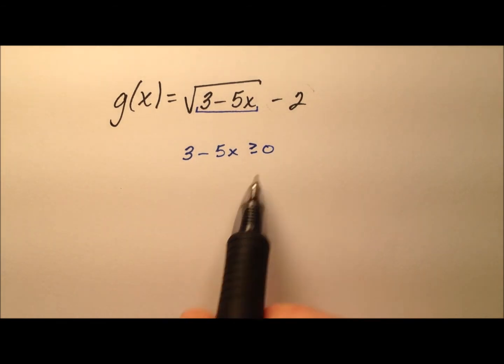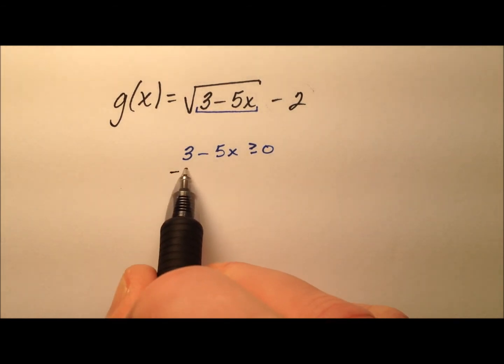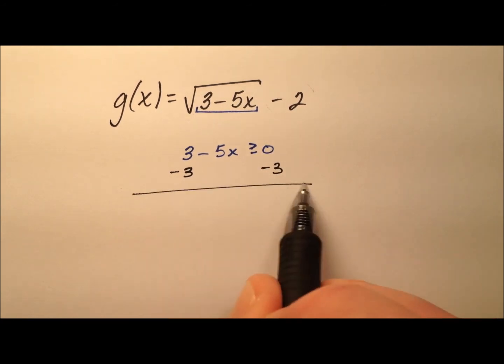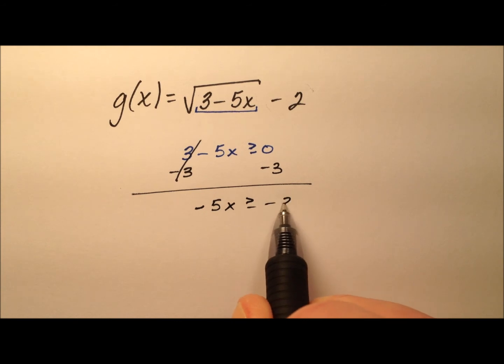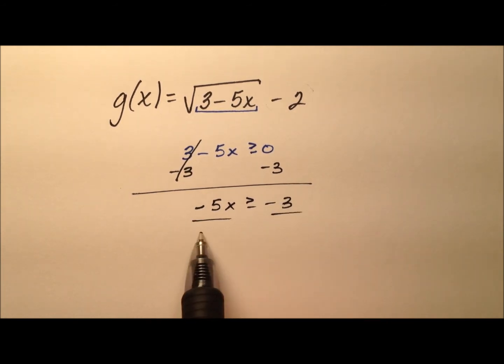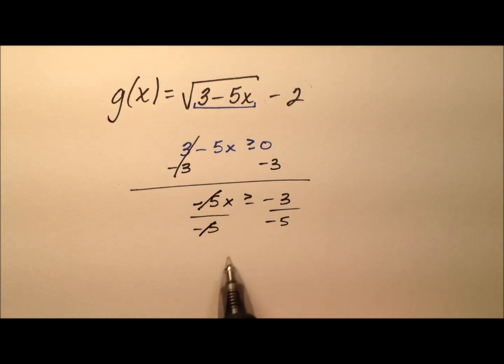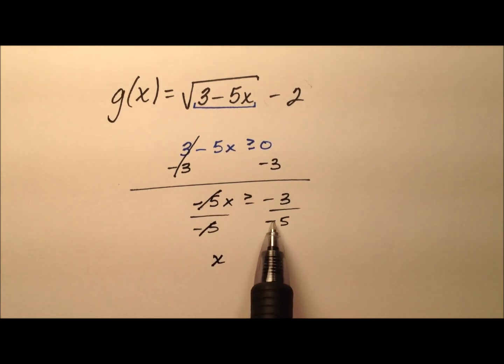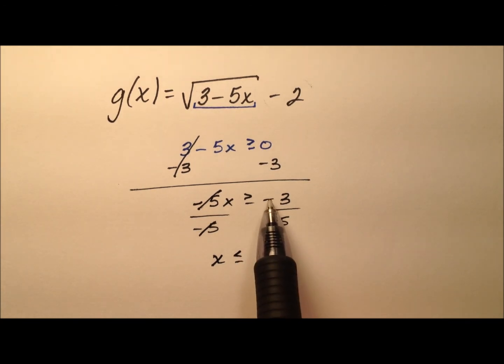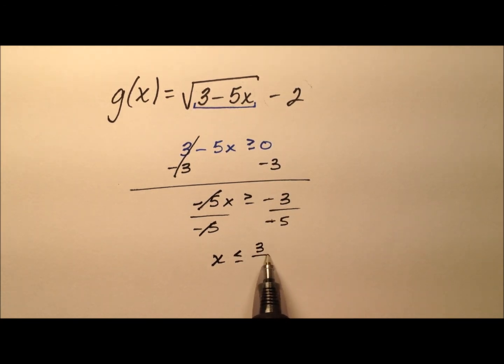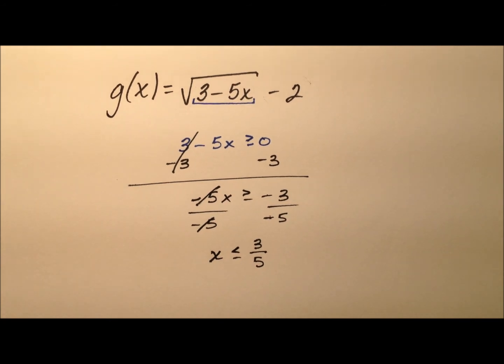Okay, so let's go ahead now and solve this inequality. So we'll start by subtracting 3 from both sides. So we'll have negative 5x is greater than or equal to negative 3. And when we divide both sides then by negative 5, our x will be isolated on that side, but since we divided by a negative, we need to flip the sign of the inequality, and these two negatives cancel, so 3/5. So what we have here for our domain is all x values as long as x is less than or equal to 3/5.